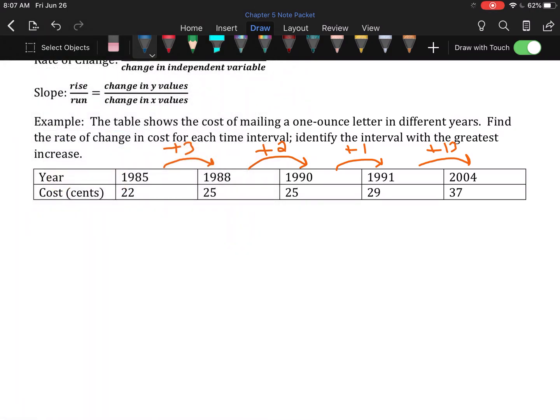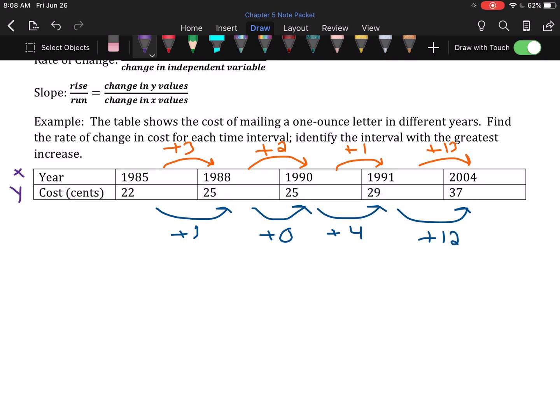As far as the cost goes, 22 to 25 cents is plus 3. 25 to 25 is plus 0. 25 to 29 is plus 4. And 29 to 37 is plus 12. Now, here's the thing that's a little bit weird. These tables, when we've seen them before, would be x's on top and y's on the bottom. Okay, the independent variables on top, dependent variables on the bottom.